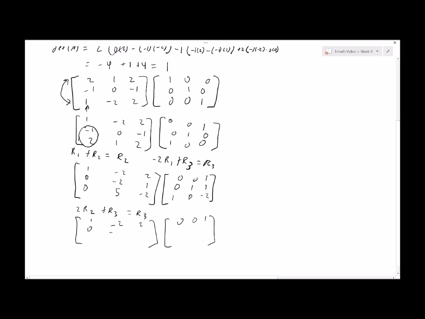So 0, negative 2, 1, 0, 1, 1. Now we'll go to 0 plus 0 is 0, negative 4 plus 2 times 5 is 1, 2 plus a negative 2 is 0, 0 plus a 1 is 1, 2 plus a 0 is 2, and then 2 plus a negative 2 is 0.